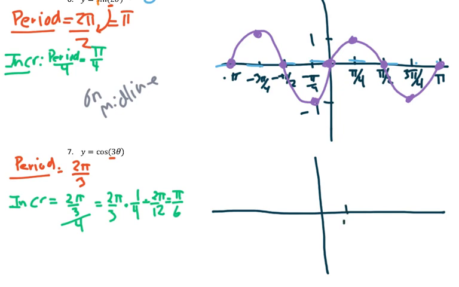So this will be pi over 6. This will be 2 pi over 6, which can reduce to pi over 3. This will be 3 pi over 6, which can reduce to pi over 2. And this will be 4 pi over 6, which can reduce to 2 pi over 3. And again, to make sure you did it right, this last one should always be your period. So let's get our negative ones.